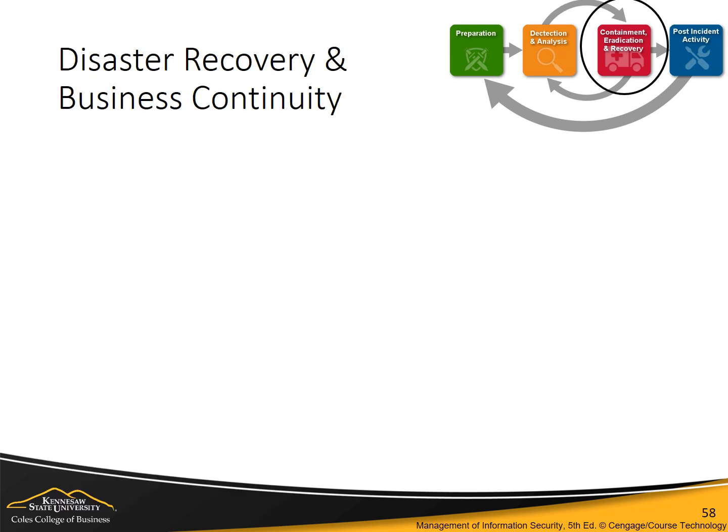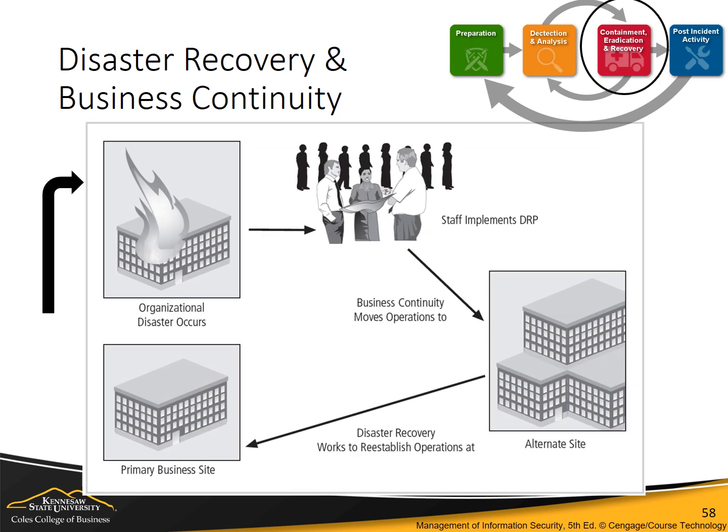Let's look at an example. A disaster occurs. The disaster recovery plan is implemented. Meanwhile, business continuity moves the essential, previously identified applications to an alternate site. At the same time, disaster recovery works to reestablish operations at the primary location. Until then, only essential operations may be available, and perhaps none at the primary site.